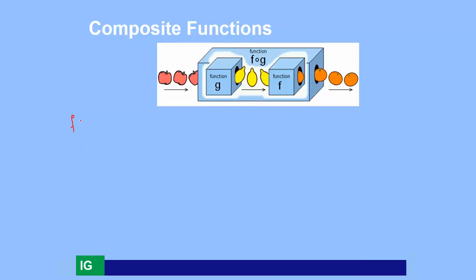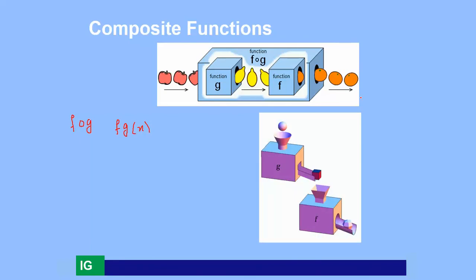So f of g is mostly written as f of g of x, because on x, g is applied first. That's why here g is applied first on the fruit. So overall it is changing apples into oranges. So the composite function f of g is changing apples into oranges.